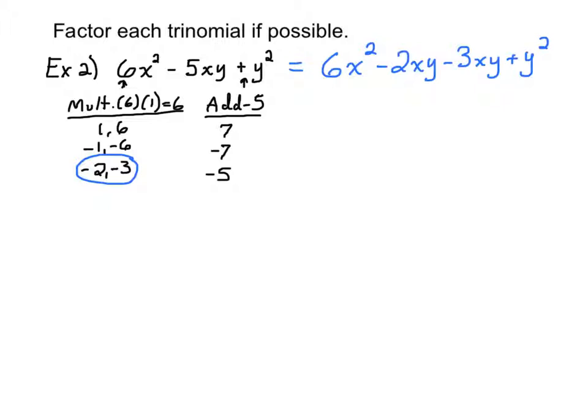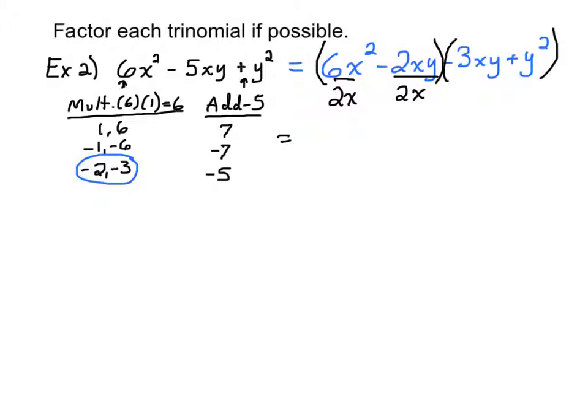Now we're going to factor this polynomial by grouping. So we make a group out of the first two terms and the last two terms. Make sure the negative in the second term stays in the brackets. Common factor out of the first two terms would be 2x. They're both divisible by 2x.